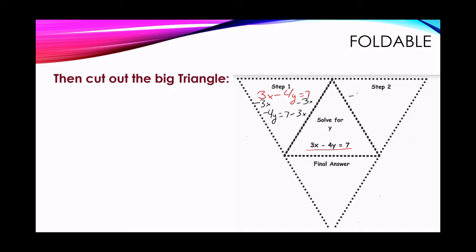And so I'm going to rewrite that over here. Negative 4y equals 7 minus 3x. And the last thing to get y alone is to divide by negative 4 on both sides. And so it's y equals 7 minus 3x over negative 4. And so my final answer is 7 minus 3x over negative 4. All right.